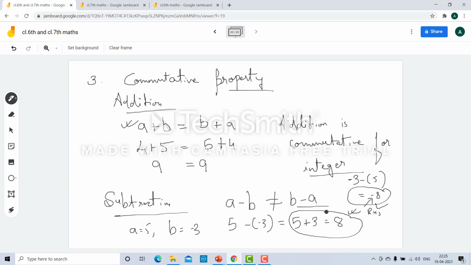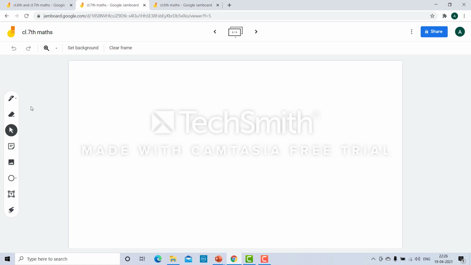So this shows that A minus B is not necessarily equal to B minus A. So what do we say? In this situation, when we have A minus B not equal to B minus A, we say that subtraction is not commutative for integers.